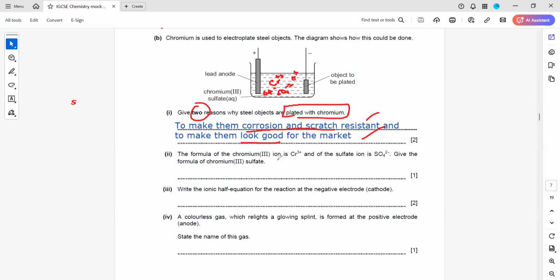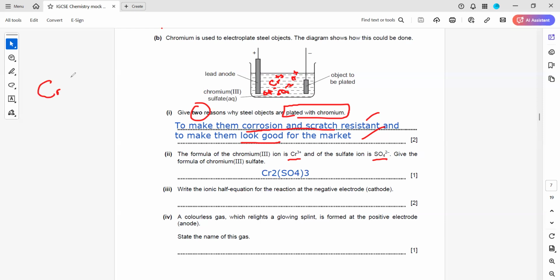The formula of the chromium 3 ion is Cr3+. And the sulfate is SO4. Give the formula of chromium 3 sulfate. So what is the formula of chromium 3 sulfate?